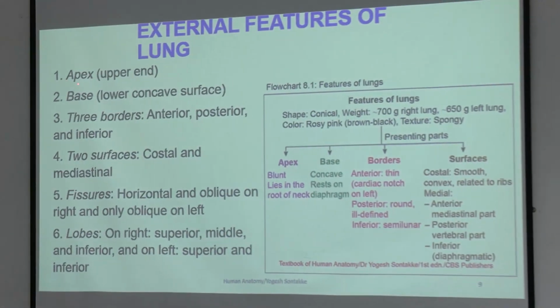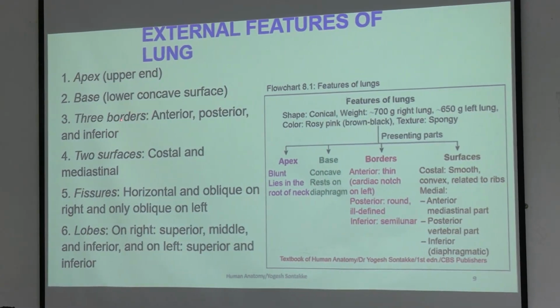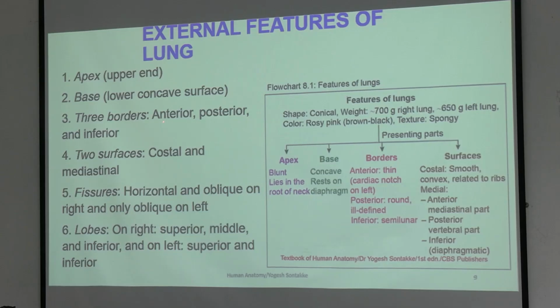Now, external features of the lung: apex, upper end; base, lower concave surface; three borders, anterior, posterior, and inferior; and two surfaces, costal and mediastinal. Fissures: horizontal and oblique on the right and only oblique on the left. Lobes: on the right, superior, middle and inferior, and on the left, superior and inferior.